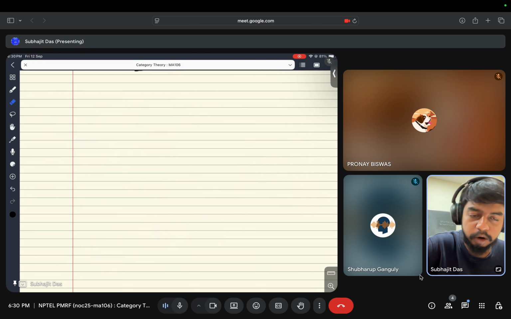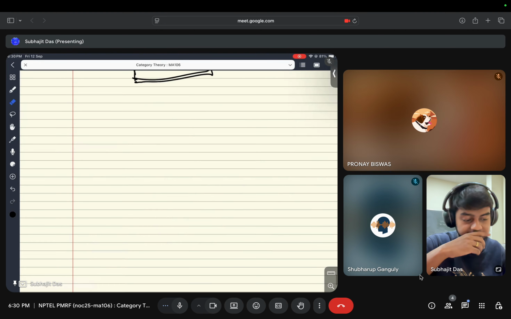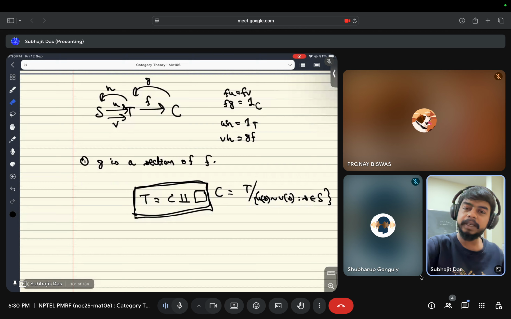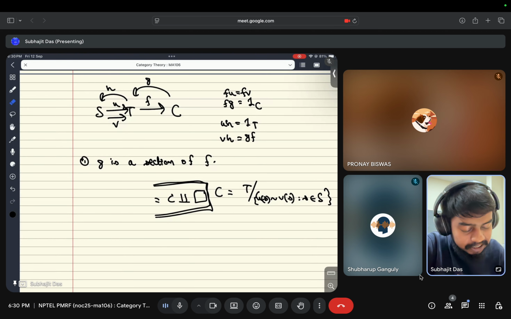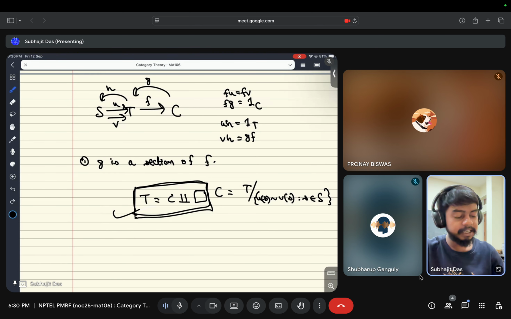Do you have any other comments about this? Yeah, about this split co-equalizer thing, maybe you can think something along these lines, that C should be, the co-equalizer should actually be a sub-object of T as well, and maybe you can figure something out. But I'm pretty sure that this condition is necessary. Maybe it should have some specific form, etc.